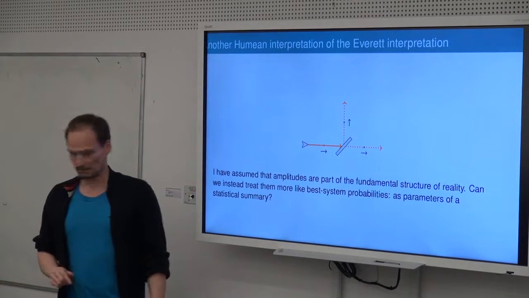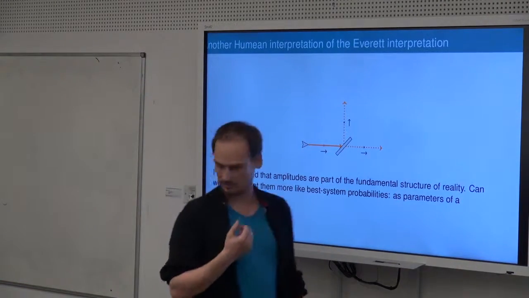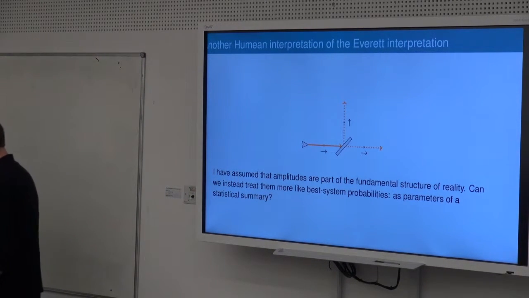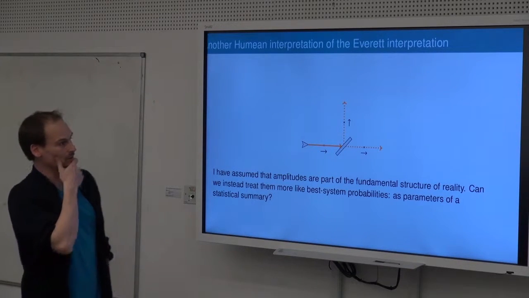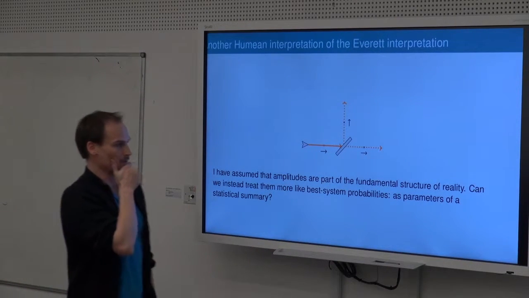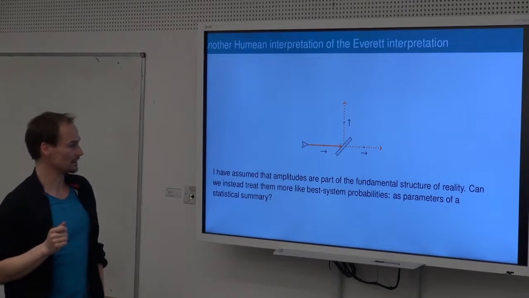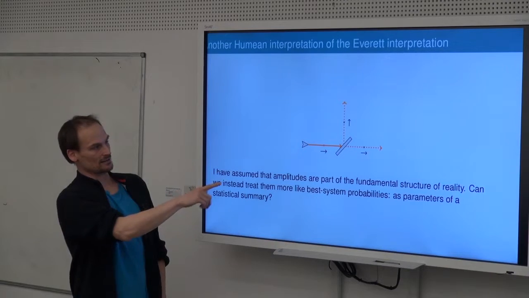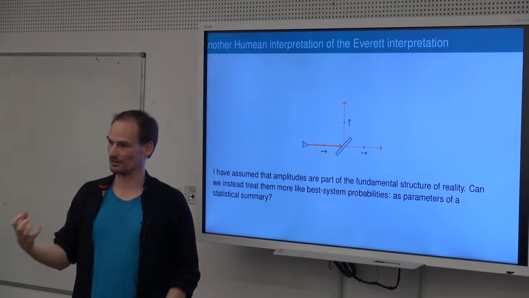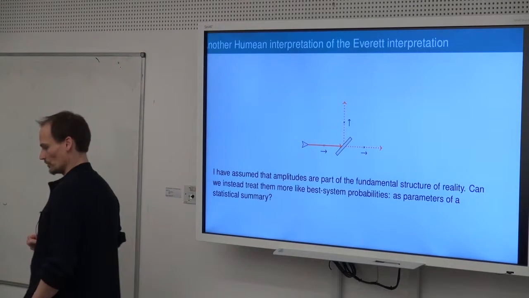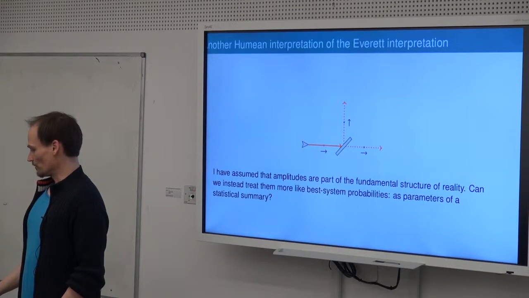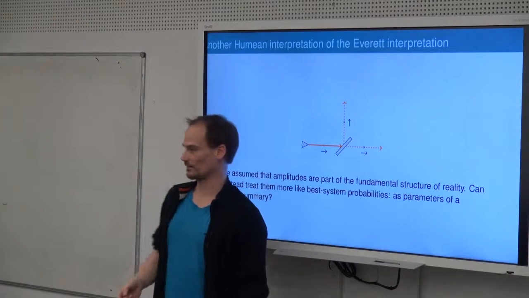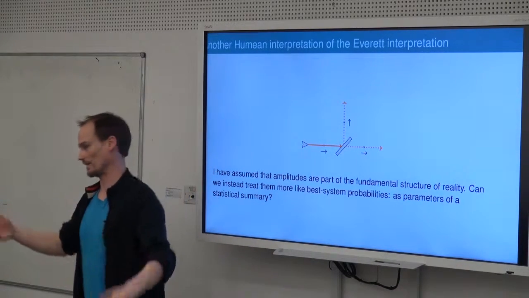Okay, fallback position, another Humean interpretation. This is, I think, the second to last slide. Suppose the amplitudes are arbitrary, in a way where I'm not sure if they are because I'm not physicist enough. Then there's another thing we could try. I've assumed that the amplitudes are baked into fundamental reality. We could say they're not. We could say that they're more like the best system probabilities, which don't represent some aspect of fundamental reality, but just a statistical summary of actual outcomes.